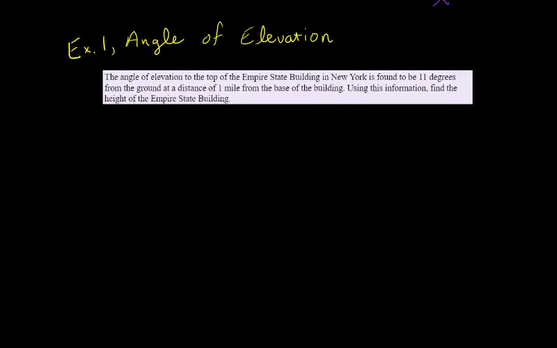Okay, here we go. Let's do one with the angle of elevation. It says the angle of elevation of the top of the Empire State Building in New York is found to be 11 degrees from the ground at a distance of 1 mile from the base of the building. Using this information, find the height of the Empire State Building. I know kids hate word problems because it's hard to make sense of them, but let's just ask, what are we trying to find? We're trying to find the height of the Empire State Building.